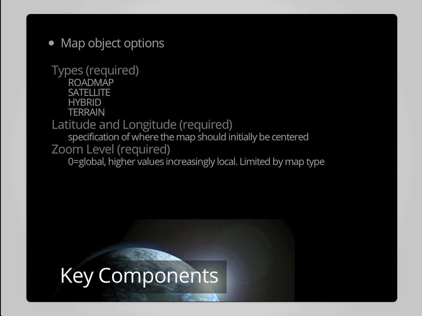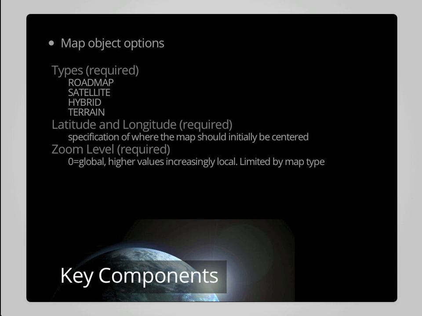You're also required to provide a latitude and longitude that defines where the map should be centered when it loads. So you can use this latitude and longitude value to essentially move the map so that it is centered on your particular area of interest. And this is another attribute that is required to be provided when you're creating a new map object.